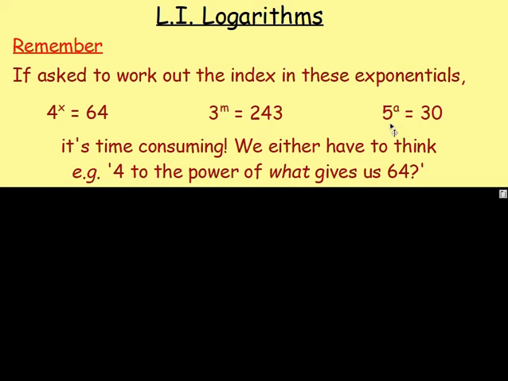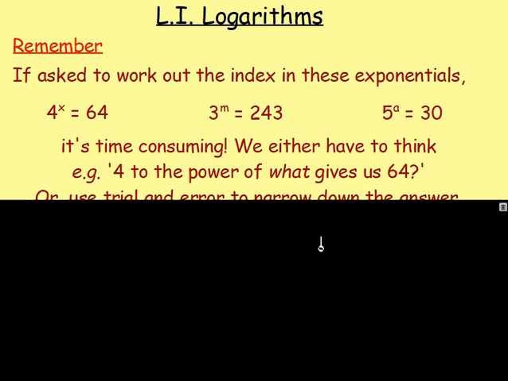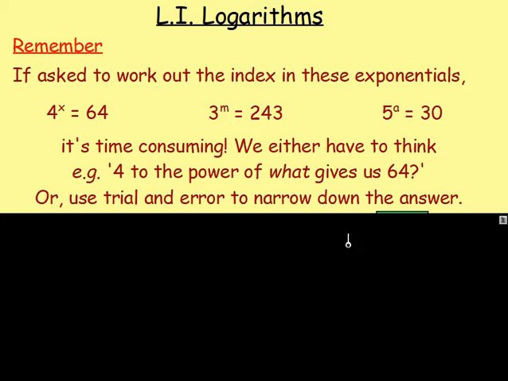For that, you know 5 squared, 5 times 5, is 25, and 5 cubed, 5 to the power of 3, is going to be 125, so the number that a represents is going to be between 2 and 3. So we're going to get a decimal in there. We could also use a bit of trial and error to narrow down the answer, maybe to a few decimal places. However, what we're going to do in this lesson is find a way of working out what this index would be.